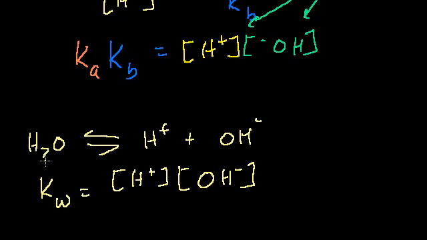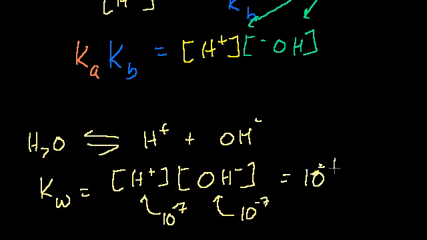And you don't divide by water because it's the solvent. And we already figured out what this was. If we have just completely neutral water, this is 10 to the minus 7, and this is 10 to the minus 7. So this is equal to 10 to the minus 14.